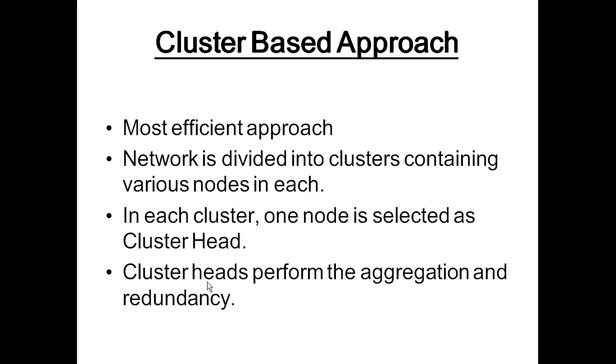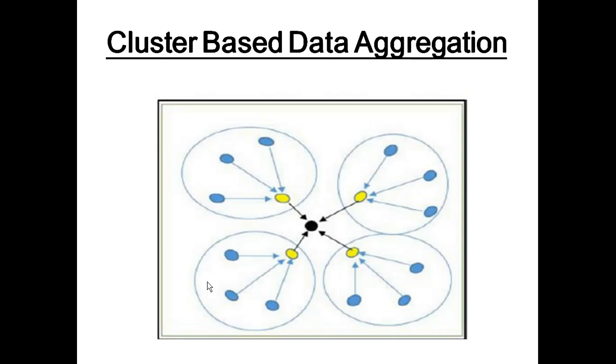Then let's see how the structure is. This is the structure of cluster-based data aggregation. Here, some set of sensor nodes are there, which are divided into clusters. These circles represent each cluster, and every cluster is having some source nodes, which are nothing but sensor nodes, which detect and send the data. And each cluster is having a yellow node. It is an intermediary node, but here this intermediary node is called the header of that particular cluster.